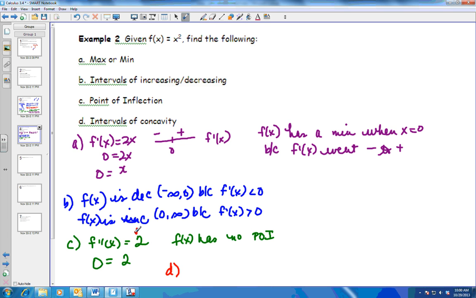My second derivative was a positive 2. That means my second derivative is always positive. That means that f of x must always be concave up since it was a positive number from negative infinity to infinity. And that makes sense because we know what the graph of y equals x squared looks like. It's this parabola with the vertex 0, 0, which makes sense. I already said I had a min when x equals 0. It's decreasing from negative infinity to 0, increasing from 0 to infinity, and it's always concave up.